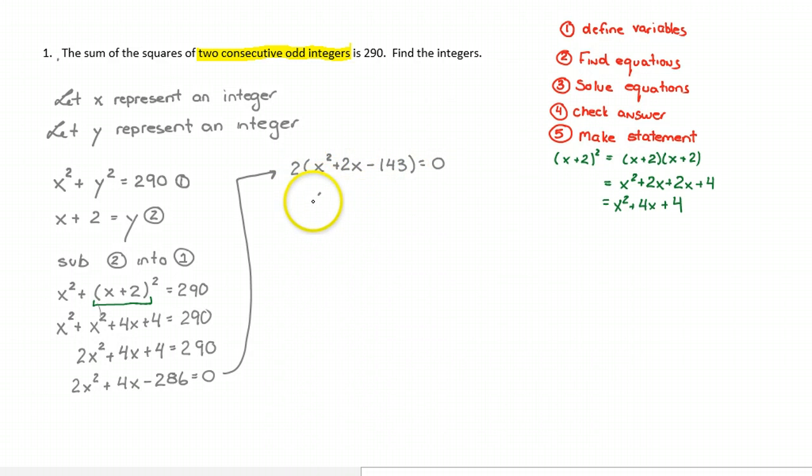And if I divide both sides by 2, I get x squared plus 2x minus 143 equals 0. So now I'm going to factor this, and to do this, I notice this is x squared, so it has to be x and x. And there's lots of different ways to approach this.